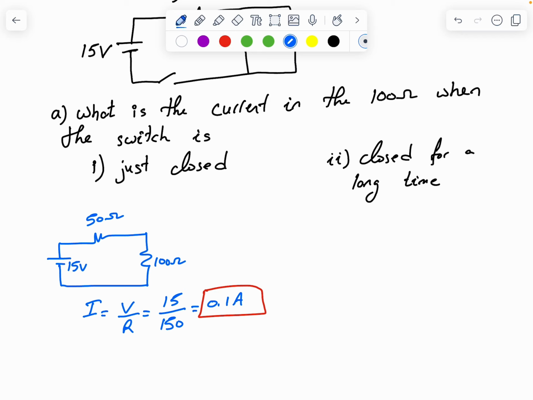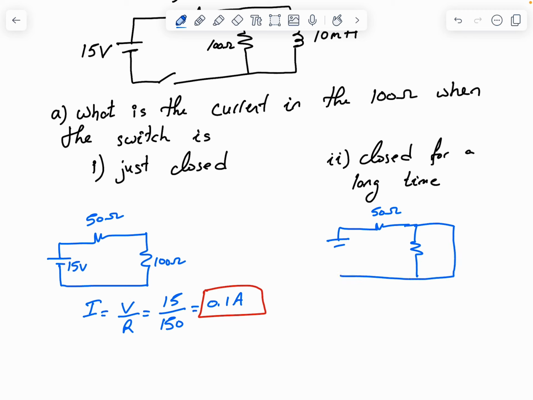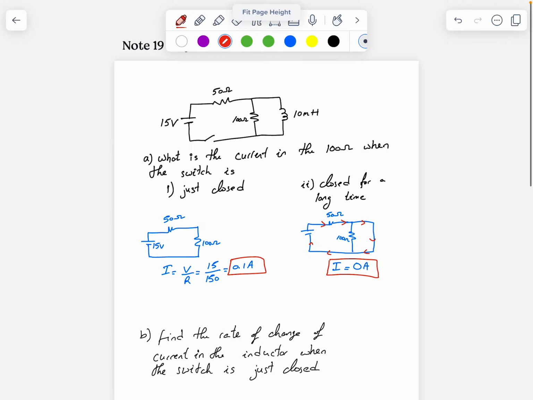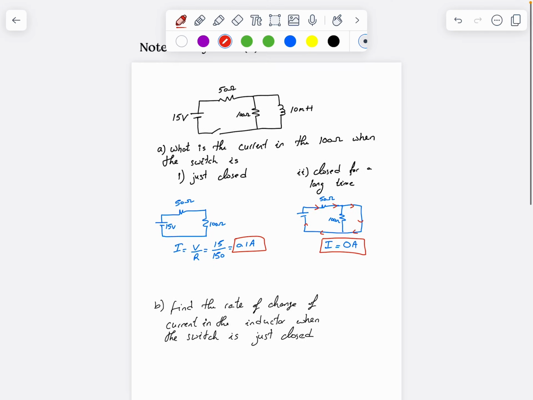Part 2, closed for a long time. For a long time the inductor will behave as a wire. So the circuit will look like that. The battery, the 50 ohm resistor. Now the 100 ohm is parallel with the inductor, which behaves as a wire. And whenever you have a resistor in parallel with the wire, no current is going to pass through that resistor. The current will pass through the wire. This means the current in the resistor is 0. In the 100 ohm resistor, the current is going to be 0 because again it's parallel with the wire, which means no need to draw the 100 ohm.